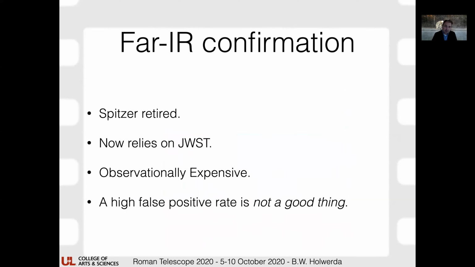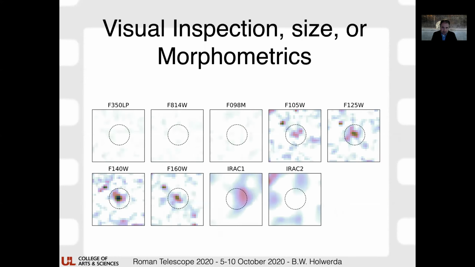But Spitzer has retired, and we now rely on James Webb to do far infrared confirmation, and that is observationally expensive. So a high false positive rate is not a good thing for one of these searches. So are there other ways to cull the selection of candidates down effectively and without biasing ourselves? We can do visual inspection. That is very common for the high redshift sources that we've been looking at so far with HST.